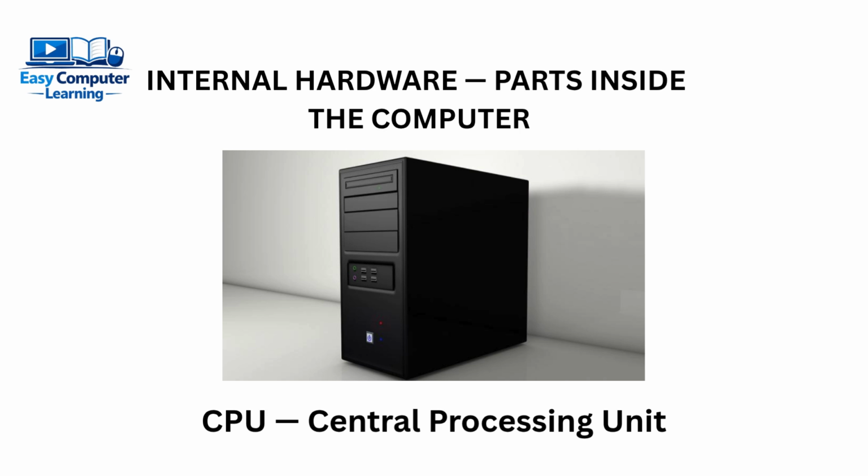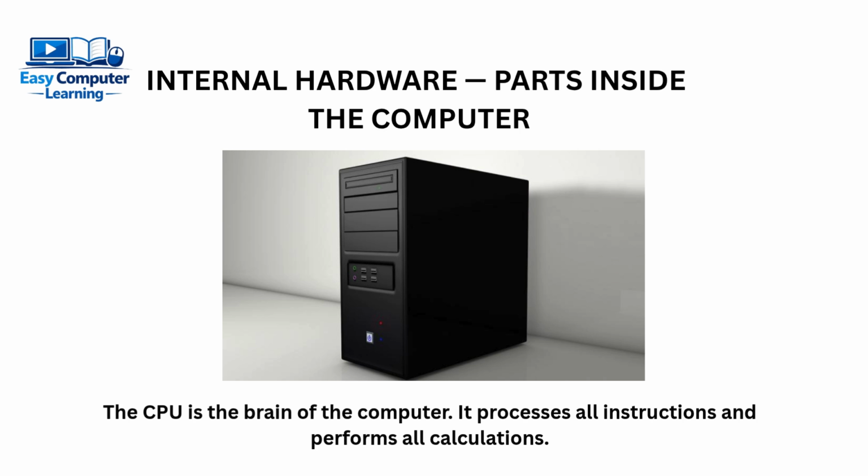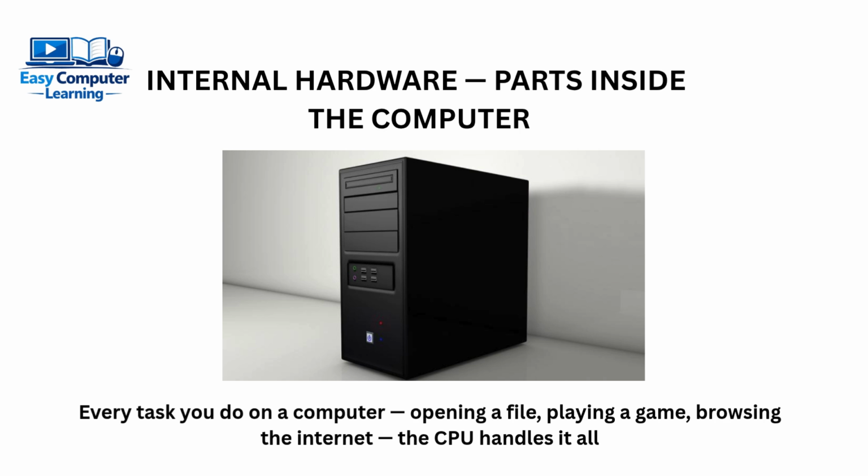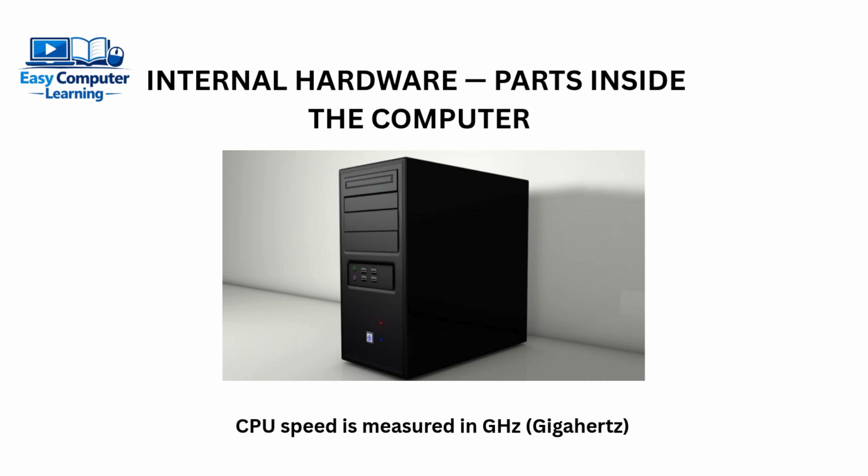Internal hardware, parts inside the computer. 1. CPU, Central Processing Unit. The CPU is the brain of the computer. It processes all instructions and performs all calculations. Every task you do on a computer, opening a file, playing a game, browsing the internet, the CPU handles it all. CPU speed is measured in gigahertz. The faster the gigahertz, the faster your computer works.